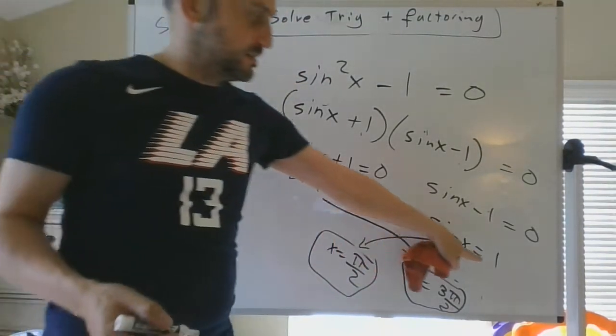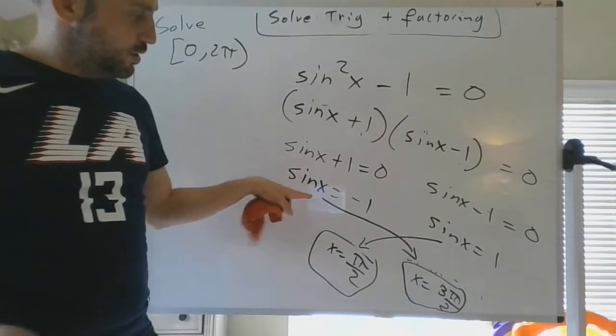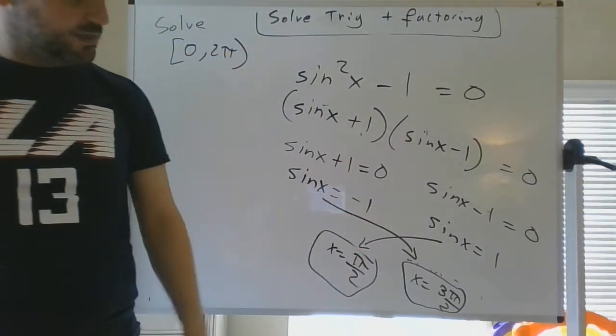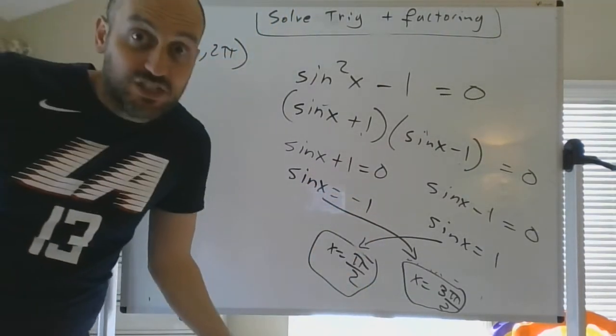Simple. I just look, where does the sine equal 1? Right there. Where does the sine equal negative 1? Sine of what would equal negative 1? And that would be right there. So it's essentially the same thing.